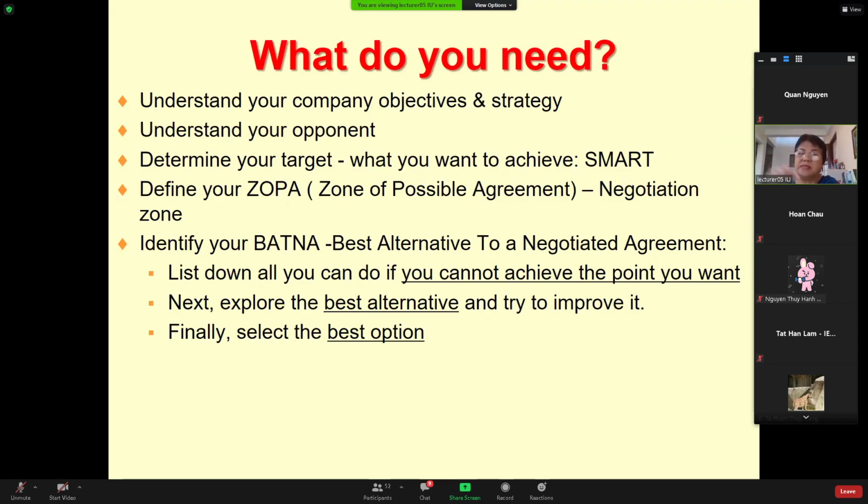So you have to understand your opponent and the target and the goal, what you want to achieve out of the negotiation. What is the smart?